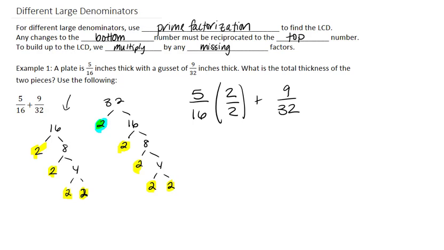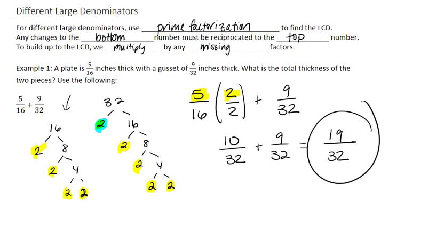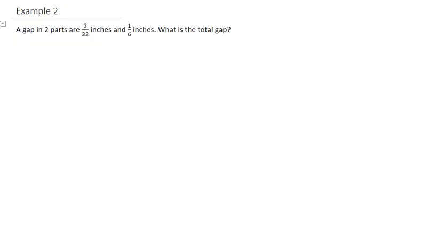So we go ahead and multiply these numbers together. 5 times 2 is 10, then 16 times 2 is 32, plus 9 over 32, which then becomes 10 plus 9, which is 19 over 32, and this is our solution. Now let's look at another example.